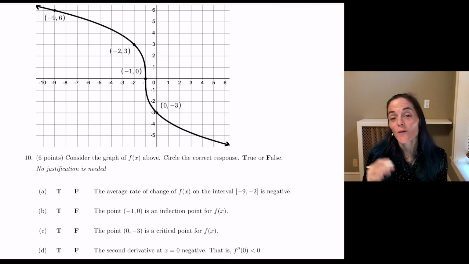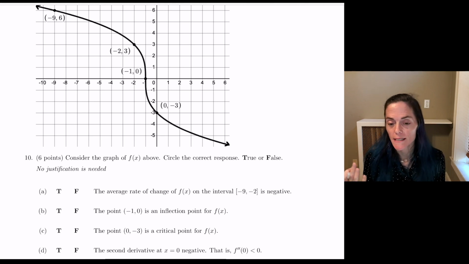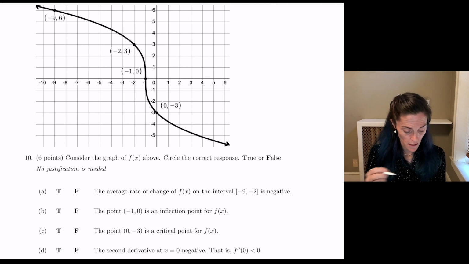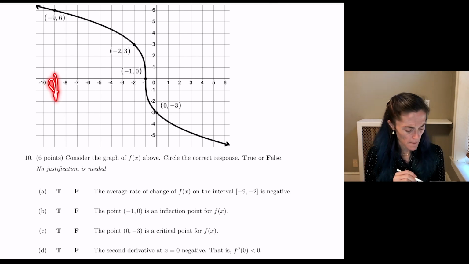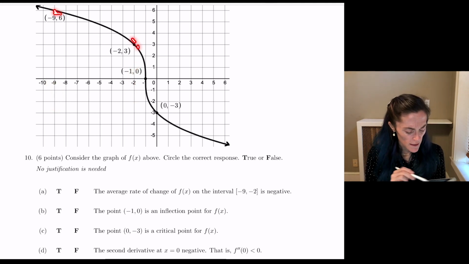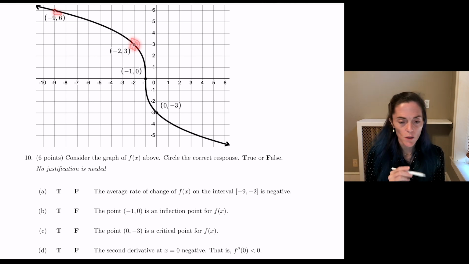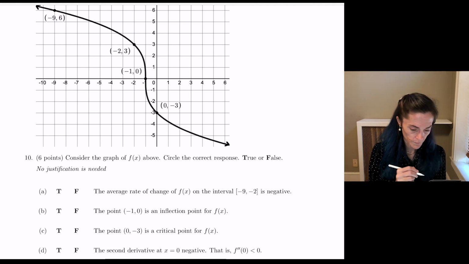Number 10, we have a beautiful picture and we have 4 true or false questions. First of all, the average rate of change of the function on the interval from -9 to -2 is negative. Okay, certainly if you took these 2 points and connected them with a straight line, that line would have negative slope. So this is true.